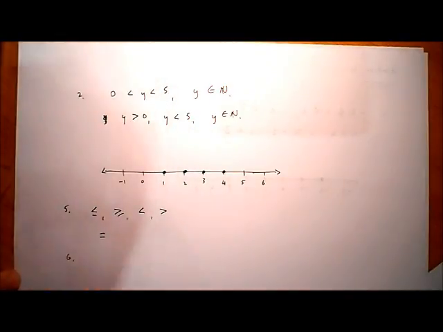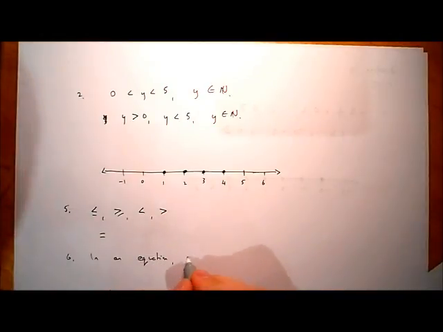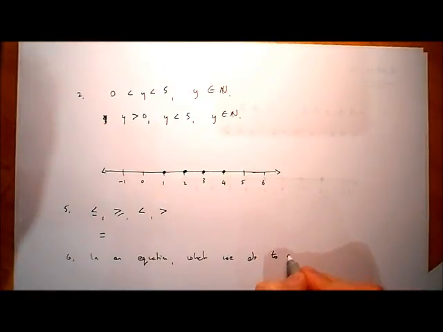Question 6 then. What's the golden rule of maths? We've talked about this a lot. The golden rule of maths says, in an equation, or an inequality, what we do to one side, we must do to the other side.